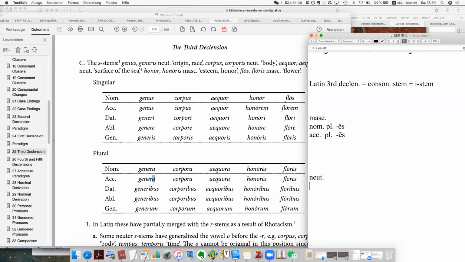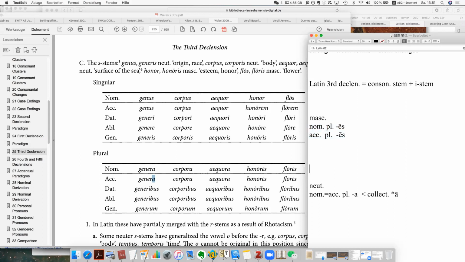And then for the neuter, you have nominative equals accusative, and in the plural, it's A. Again, it comes from the neuter collective. So its collective is also in this H2. This is long A. Originally it's a long A and it got shortened. Okay.